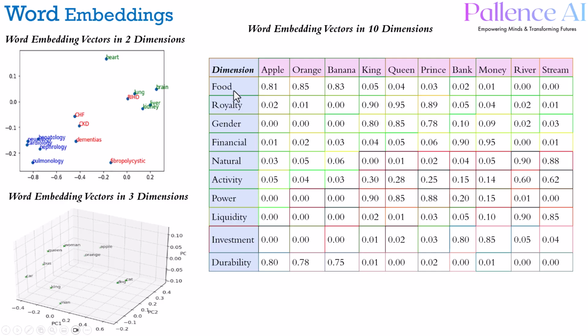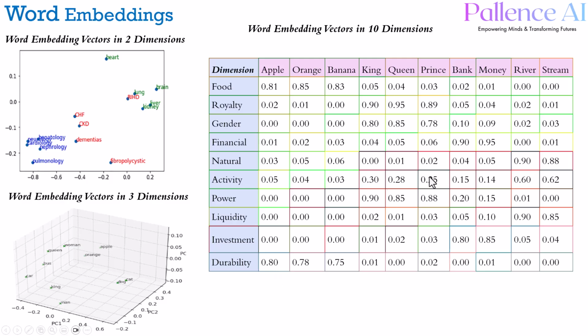For example, the first dimension may be food. Is apple a food? Of course. So with this dimension, you see the score is very high, 0.81. Royalty could be another dimension. Does apple have anything to do with royalty? No. So the value is very low. Gender, low. Financial, natural, activity, power, liquidity, durability. Yes, apple could be durable. If you keep it on the shelf, it's okay. So maybe the durability value is high.